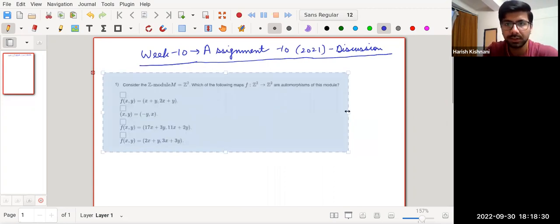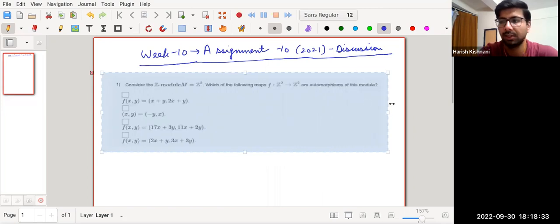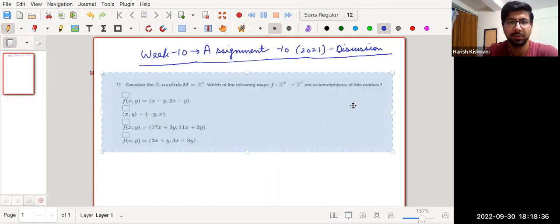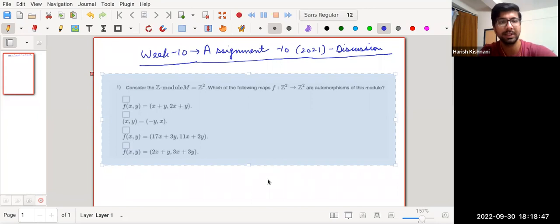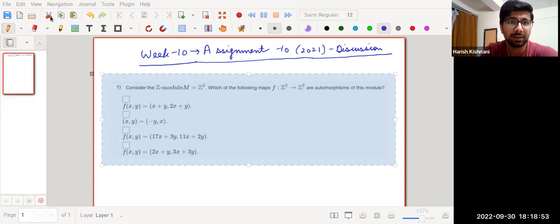It says, consider the Z module M equal to Z square. Which of the following maps are automorphisms of this module? There are four options available. First option is f mapping the tuple (x, y) to (x plus y, x plus y). Second says that f(x, y) is (minus y, x), and third is f(x, y) is (17x plus 3y, 11x plus 2y), and the last one is (2x plus y, 3x plus 3y). So we need to see which of them are automorphisms.